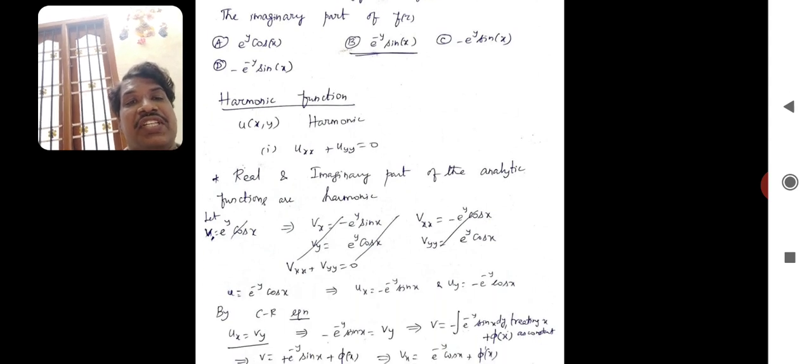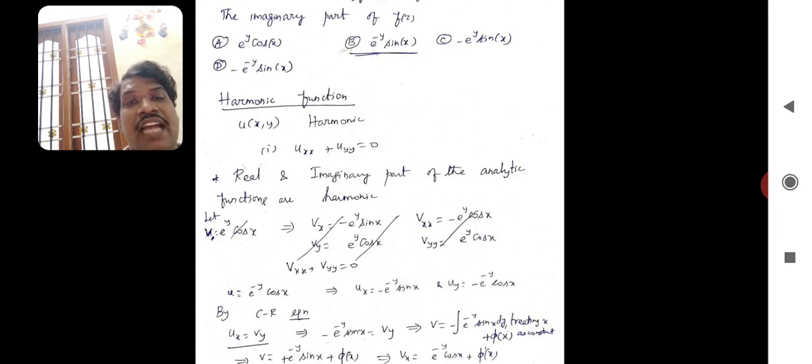into cos x. Now I can differentiate u partially with respect to x. When I differentiate u partially with respect to x, e power minus y is constant, and the differentiation of cos x becomes minus sin x. Similarly, differentiate the function u with respect to y partially. When I differentiate u with respect to y partially, cos x is constant, and the differentiation of e power minus y is minus e power minus y.